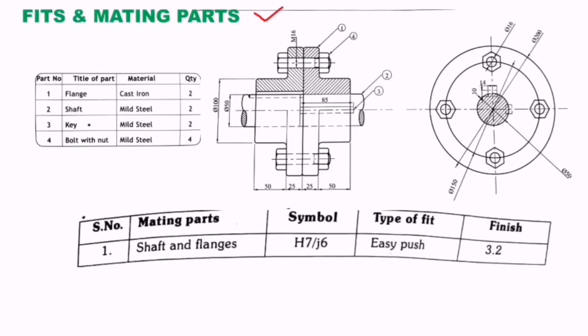Next is fits and mating parts. We need to prepare a table of mating parts that should show the type of fit also. In this flange coupling, the shaft and flange are mating parts. These two are mating and producing an easy push type of fit.